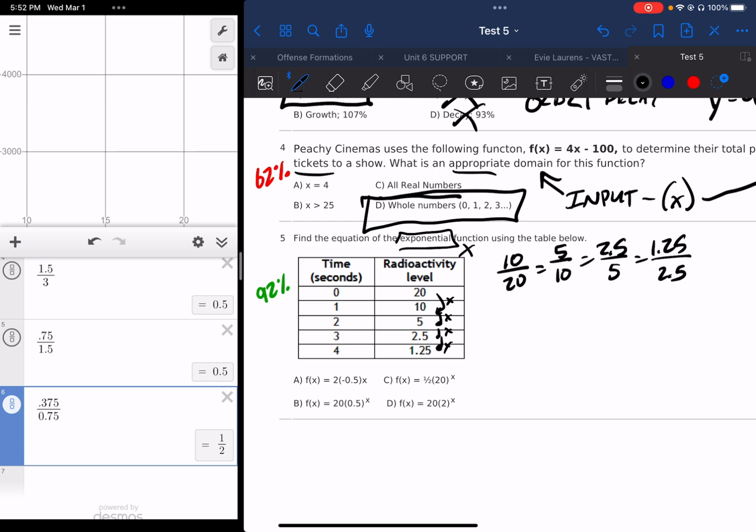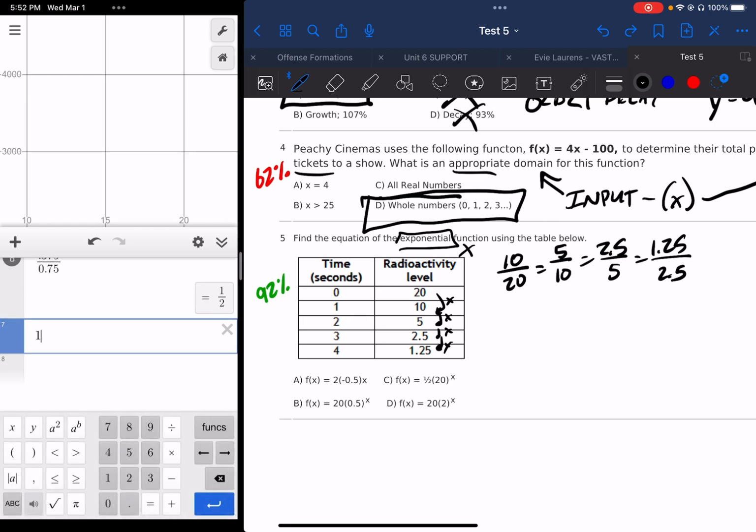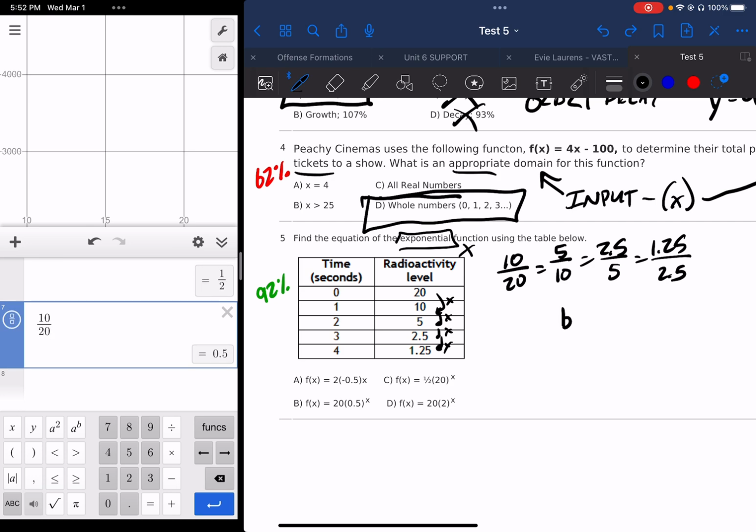Meaning your X values are all increasing by 1, and they are. And when you type those all in the calculator, I'm not going to do them all. It should be obvious this time. 10 divided by 20 is again 1/2. So your base is again 1/2, and that rules out this one right here because the base is 2. That would be growth, and we've got decay. It rules out this one right here because that X is not even in the exponent. That means that's a linear function.